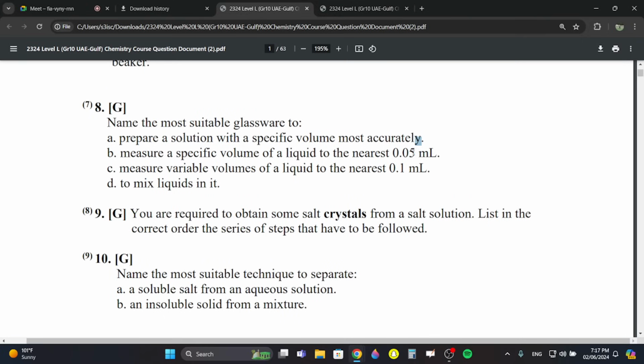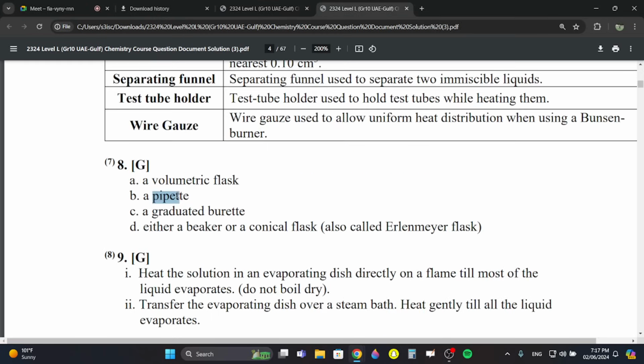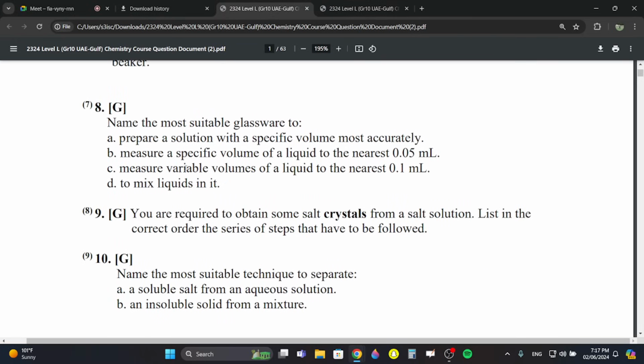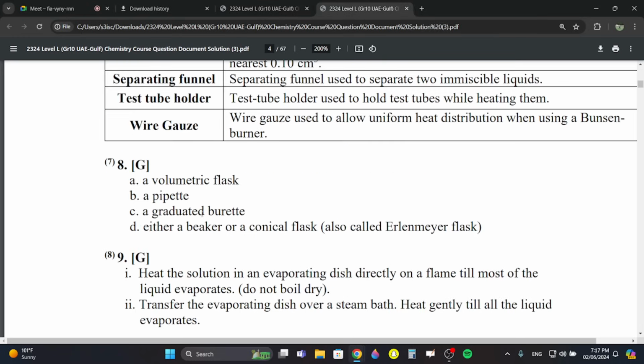Measure a specific volume to the nearest 0.05. When measuring volumes, when it's specific and very accurate, like to the nearest 0.05, you use a pipette. When you're measuring variable volumes, variable means you're not really sure about it, even though it's still accurate but less accurate than the pipette, you'd be using a burette.